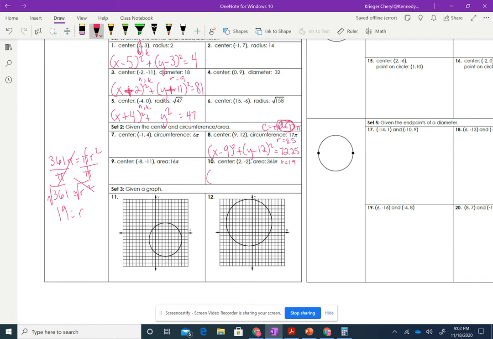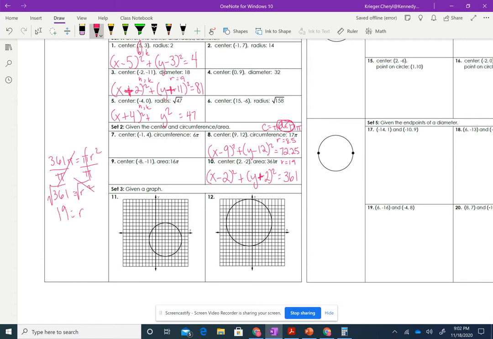Okay, so number 10. (x - h)² + (y - (-2))² = r². Well, if we took the square root of 361 to find the radius, then r squared is 361. So I'm just going to clean up the y minus negative 2 to be plus 2, and we're good. So you guys can try 7 and 9.